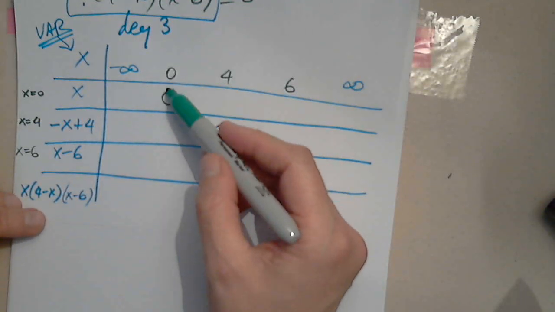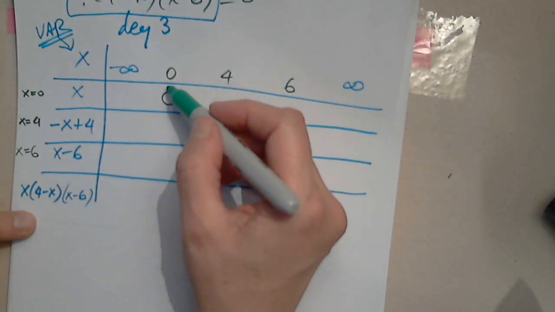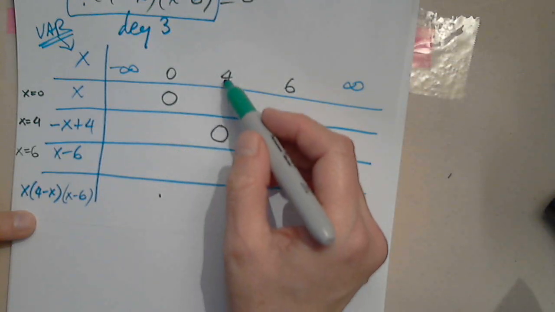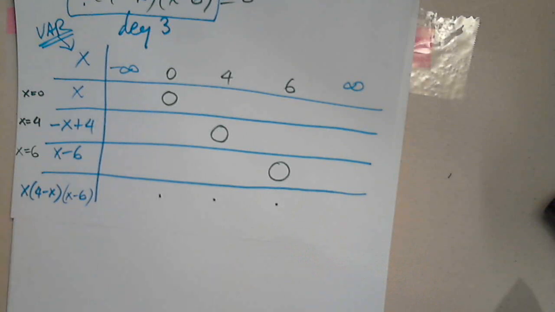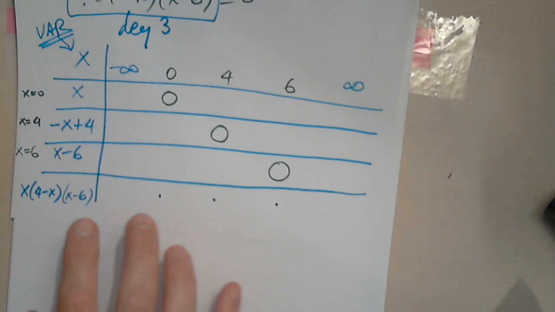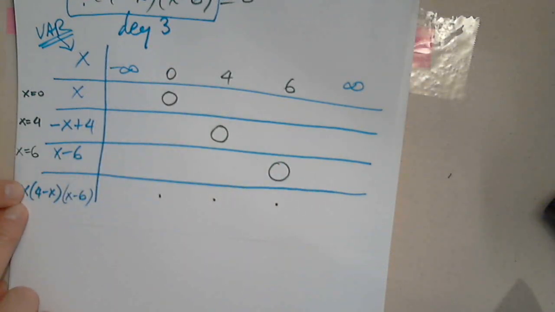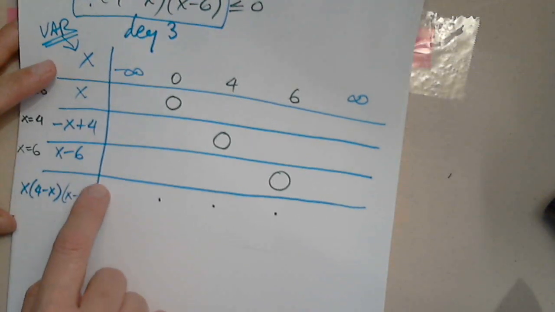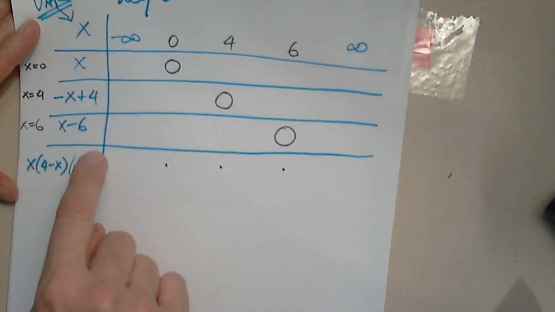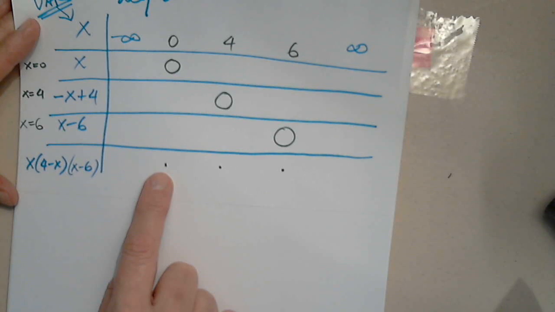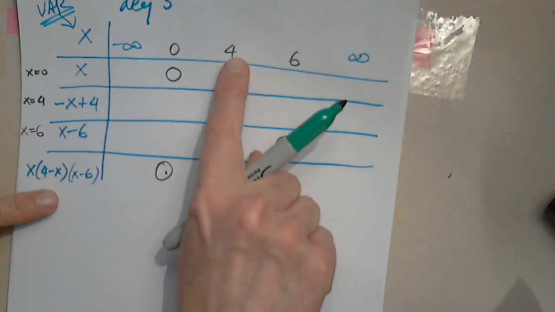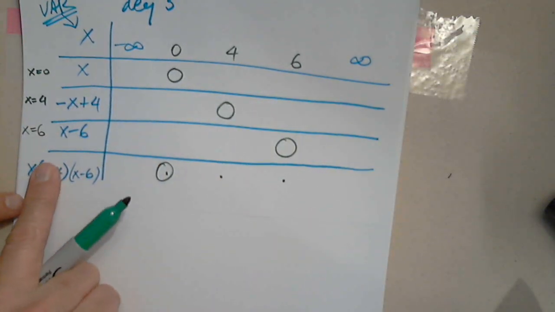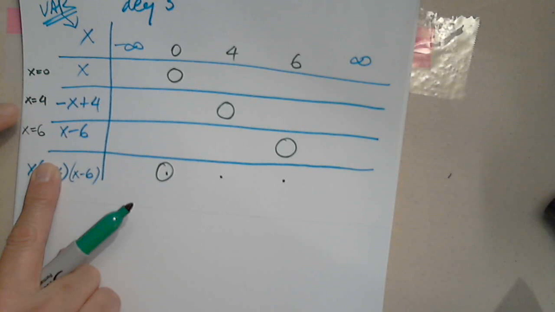Question: what happens to the product when x is 0? When x is 4? When x is 6? Let's think for a moment. When x is 0, the first factor is 0. So what does this become? Zero. Very good. Now, when x is 4, the second factor is 0. So then what does the product become?